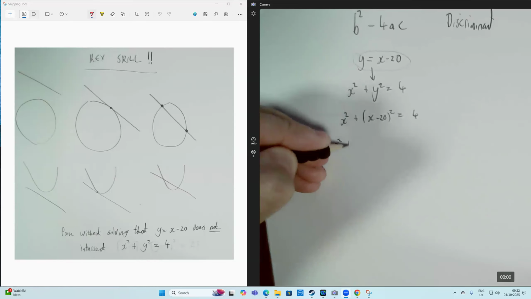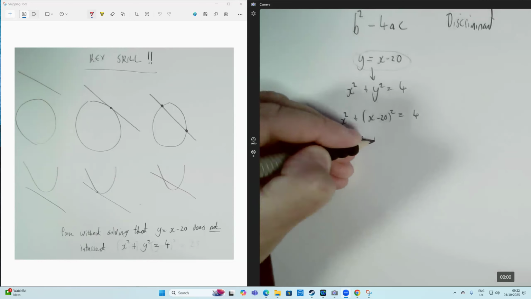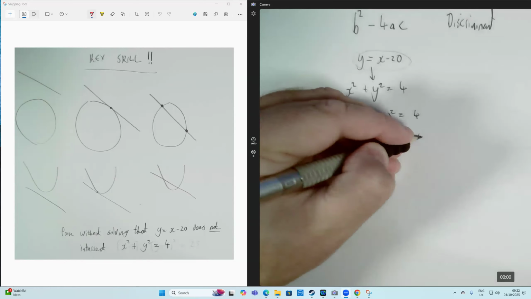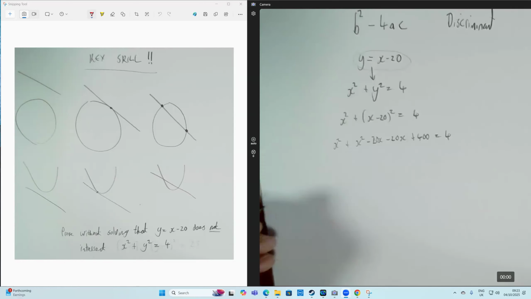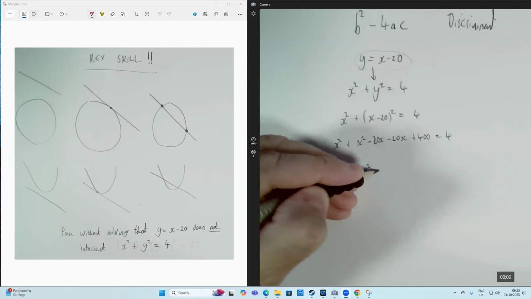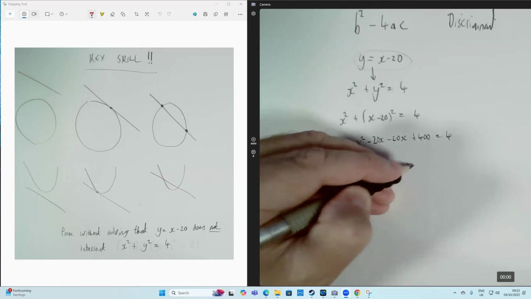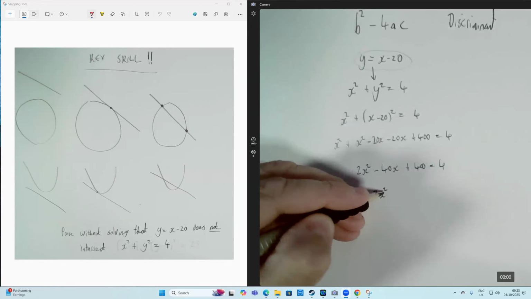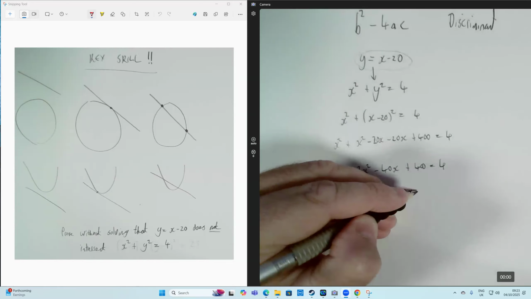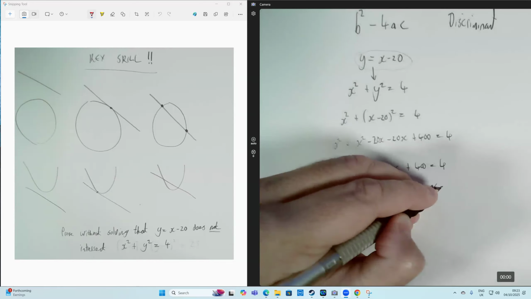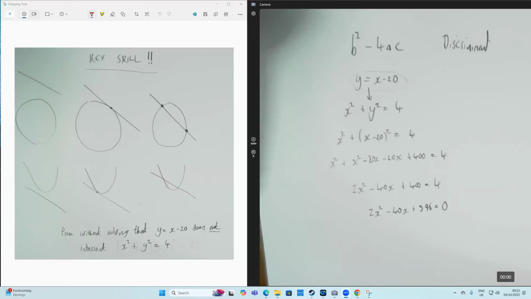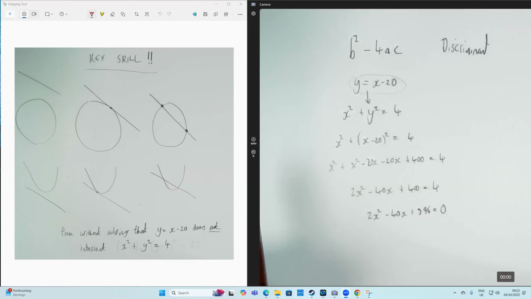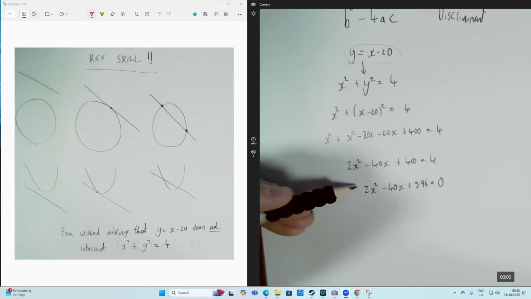So we get x squared plus x squared minus 20x minus 20x plus 400 equals 4. Let's collect like terms: 2x squared minus 40x plus 400 equals 4. So therefore 2x squared minus 40x plus 396 equals 0. By subbing the equation of the line into the equation of the circle, we formed a new quadratic.